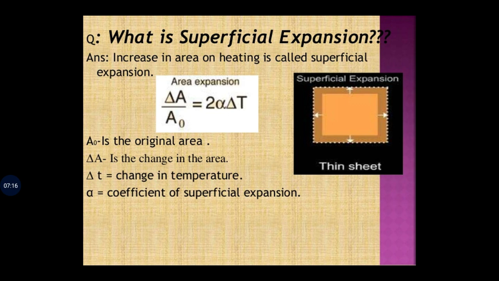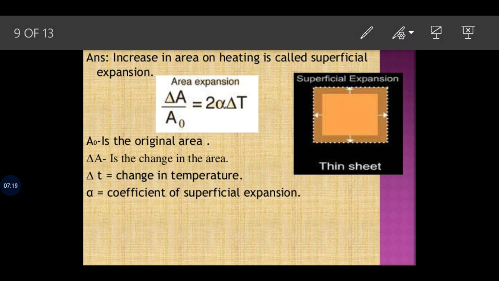The figure shows a center square and an outer square. What is the difference? The center square is small, and the outer square is large. Before heating the actual square is in the center. After heating the area changes and we get the second square. So when the area changes, we call it superficial expansion.